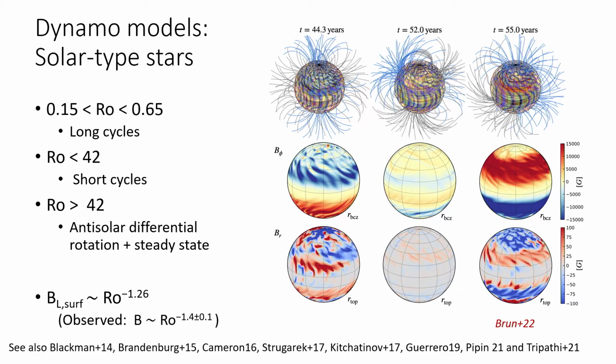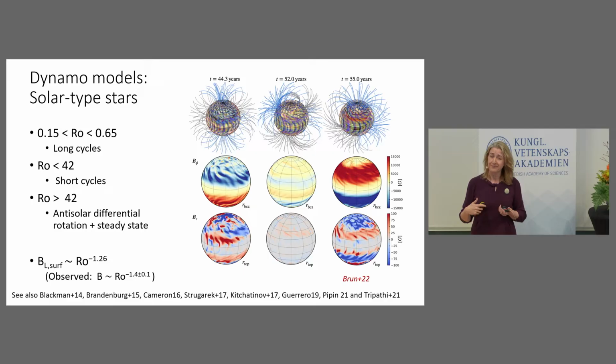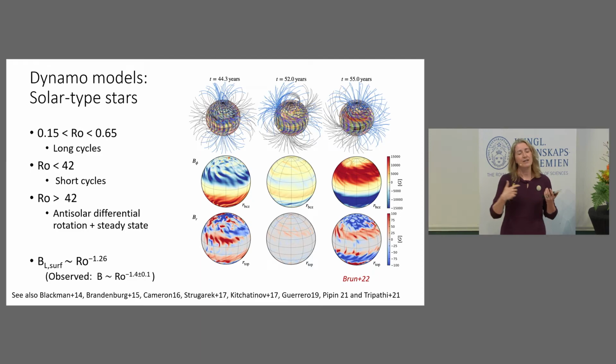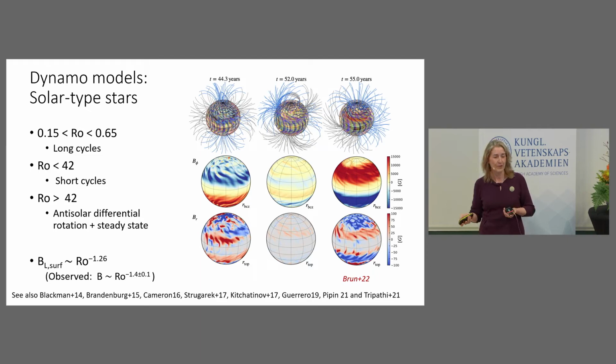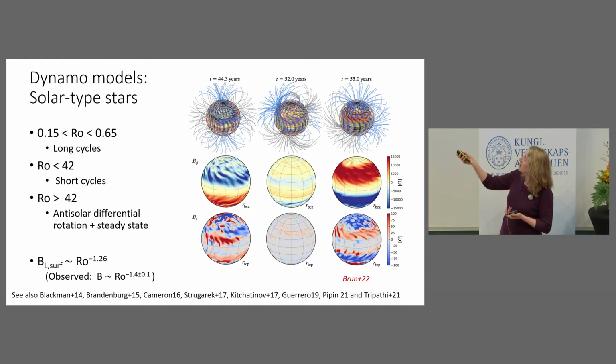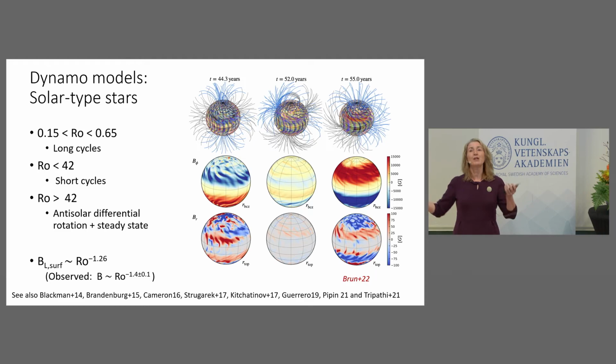So it looks as if you've got a star that's got a magnetic cycle, sort of like the Sun. But this study looked at stars at a whole range of rotation rates, which is parameterized by this Rossby number. So for very small Rossby numbers, for rapidly rotating stars, long cycles were produced. For slightly larger Rossby numbers, rotating a bit more slowly, we've got short cycles, perhaps a little bit more like the Sun. For much larger Rossby numbers, something odd happened.